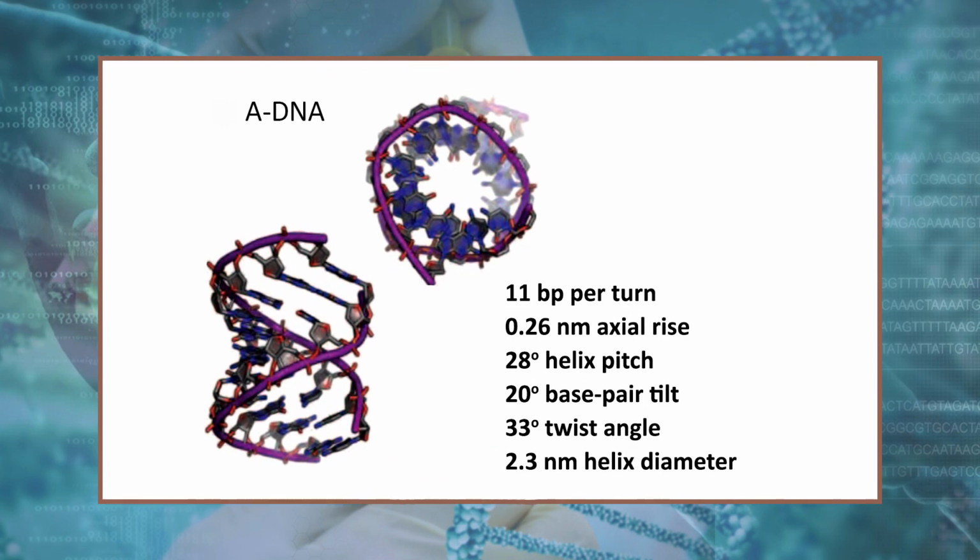In this A form, there are 11 base pairs per turn, 0.26 nanometer axial rise, 28 degree helix pitch, and 20 degree base pair tilt. It has a 33 degree twist angle and 2.3 nanometer helix diameter.